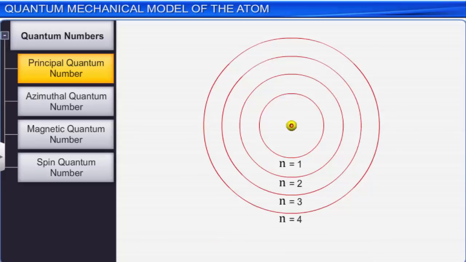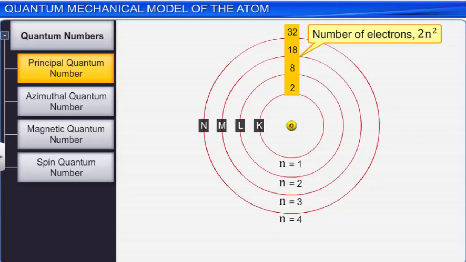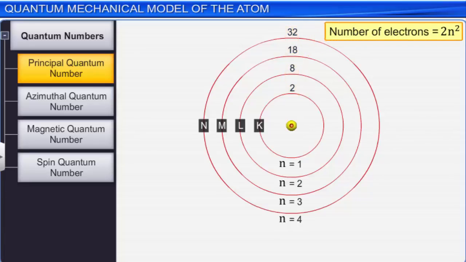Shells are denoted by the capital letters K, L, M, N, and so on for the values of n equal to 1, 2, 3, 4, and so on respectively. The number of electrons in a shell is given by 2n square. Therefore, for n equal to 1, there will be 2 electrons in the K shell, and for n equal to 2, there will be 8 electrons in the L shell. The number of electrons in M and N shells will be 18 and 32 respectively.